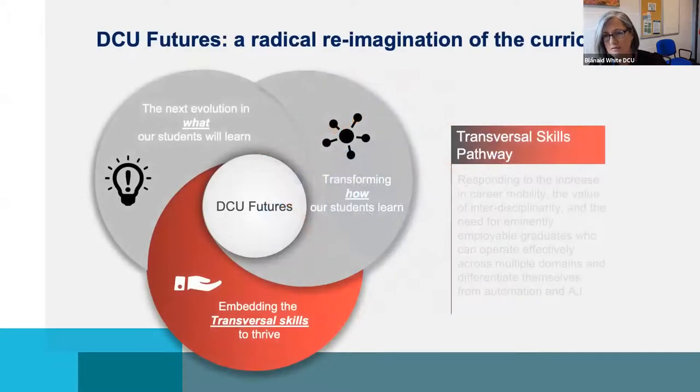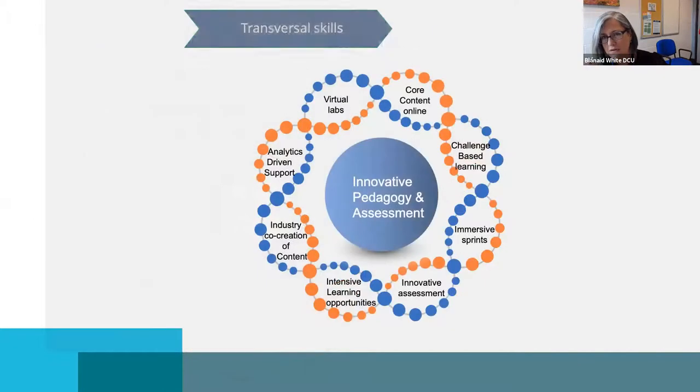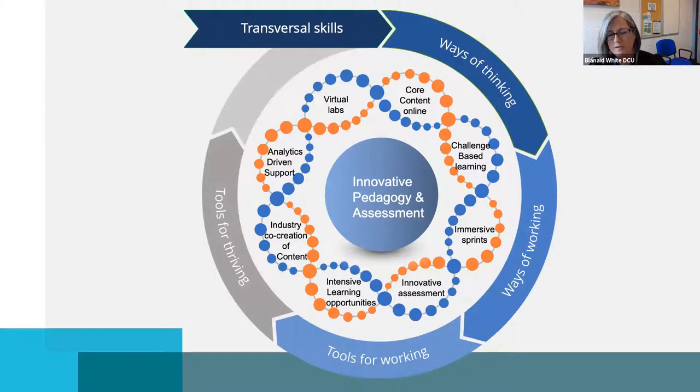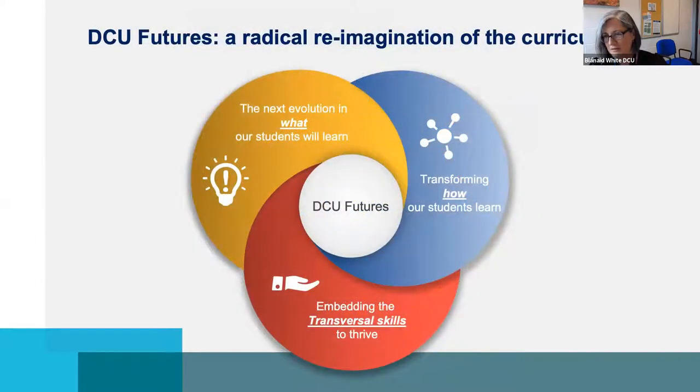And then the third strand is around the transversal skills pathway, recognizing that our graduates will have an increased career mobility and so that value of interdisciplinarity, but still having graduates who are eminently employable and who can work across multiple domains. And so that brings the third component, this transversal skills component, which we've built on four pillars: ways of thinking, ways of working, tools for working, and tools for thriving, so that our students can really, in the most holistic sense, achieve the fullness of who they want to be when they graduate from us. And that is my whistle stop tour through DCU Futures, which I've hopefully kept to time. Thank you very much.